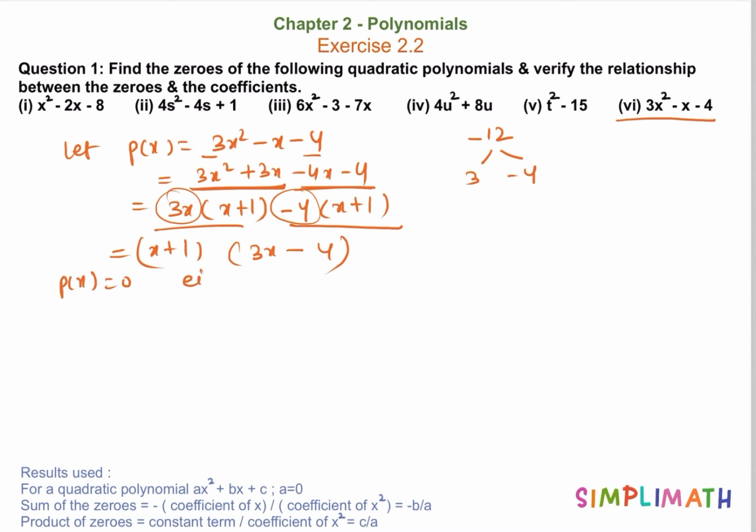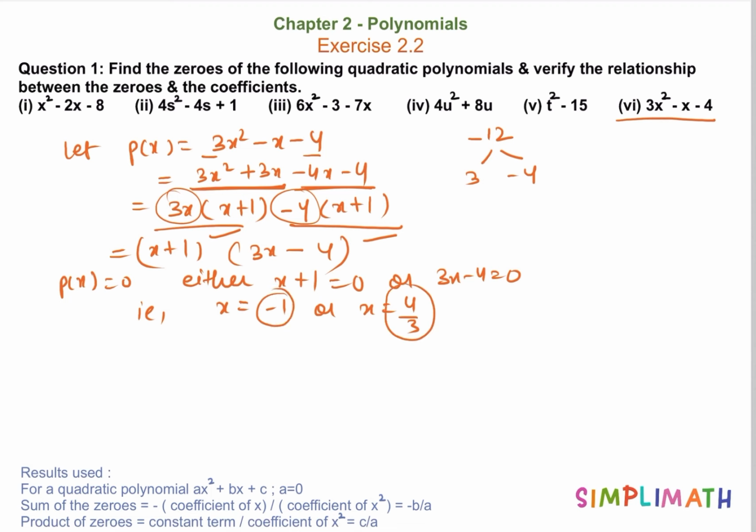So we find the zero of the polynomial if p of x equal to 0, that is either this equal to 0 or this equal to 0. That means x plus 1 equal to 0 or 3x minus 4 equal to 0. That is x equals to minus 1 or x equals to 4 by 3. So the two zeros of the polynomial p of x are minus 1 and 4 by 3. Now let us verify the relationship between the zeros and the coefficient.